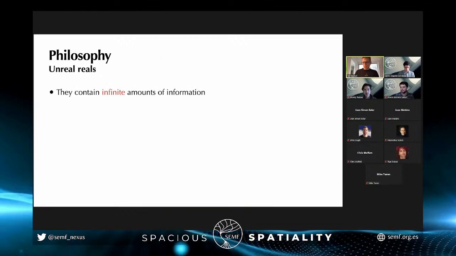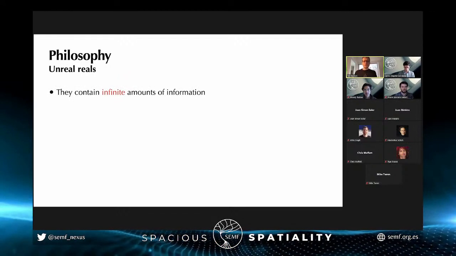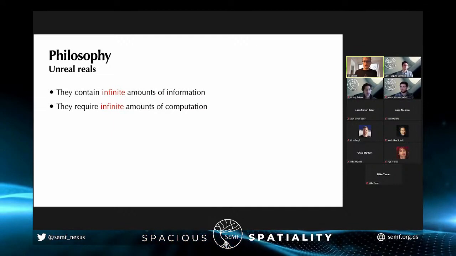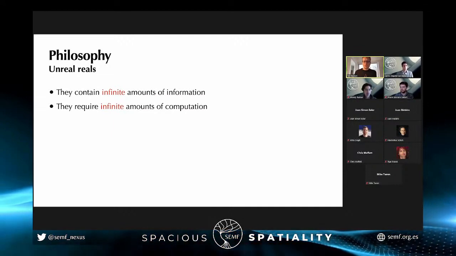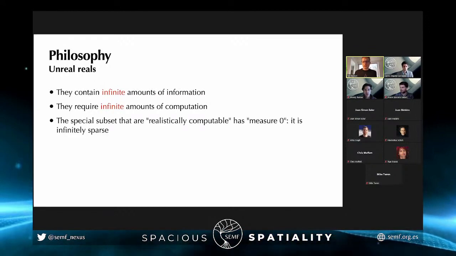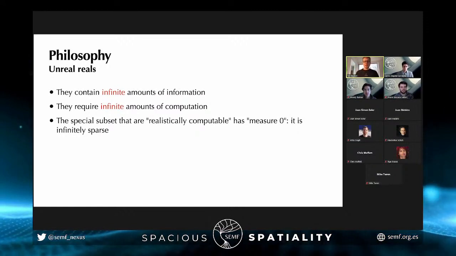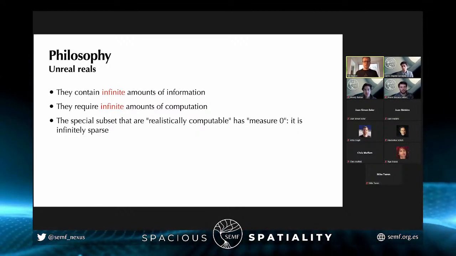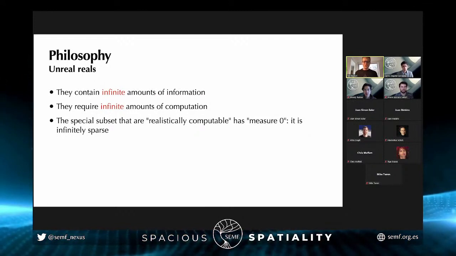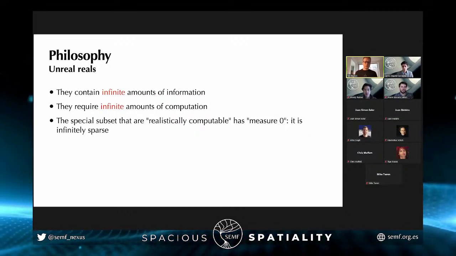Okay, now what's the problem with this? Well, the so-called real numbers contain an infinite amount of information. They require an infinite amount of computation to compute with precisely. In fact, the subset of the reals over the unit interval that is actually computable, in the sense that computations involving them can be completed in finite time, has measure zero. So there are very, very few of the real numbers that we actually have access to with the machinery that computers, for example, give us.